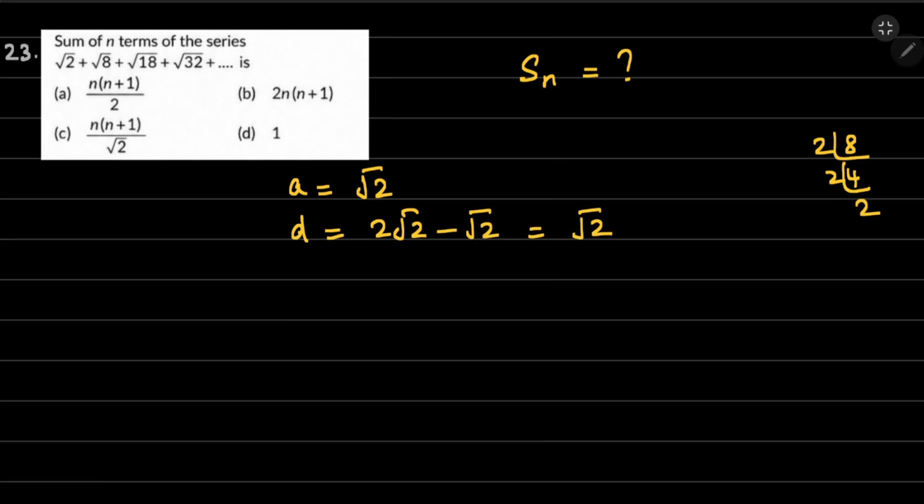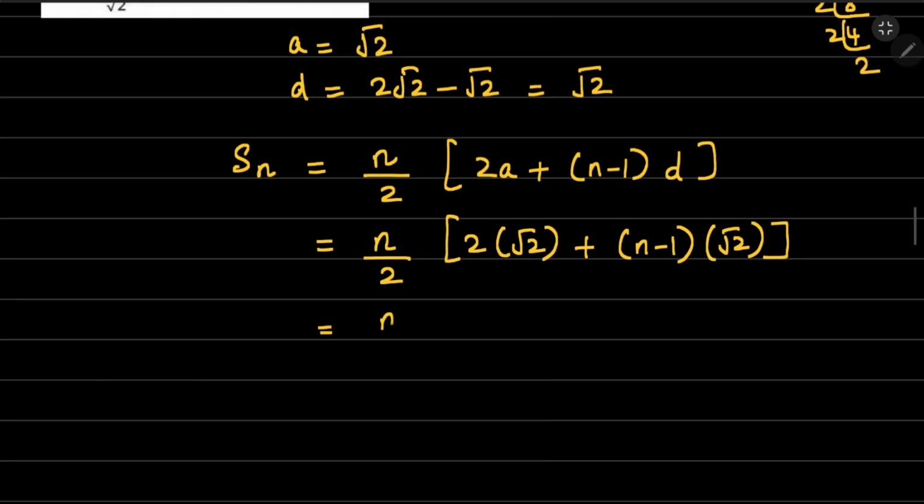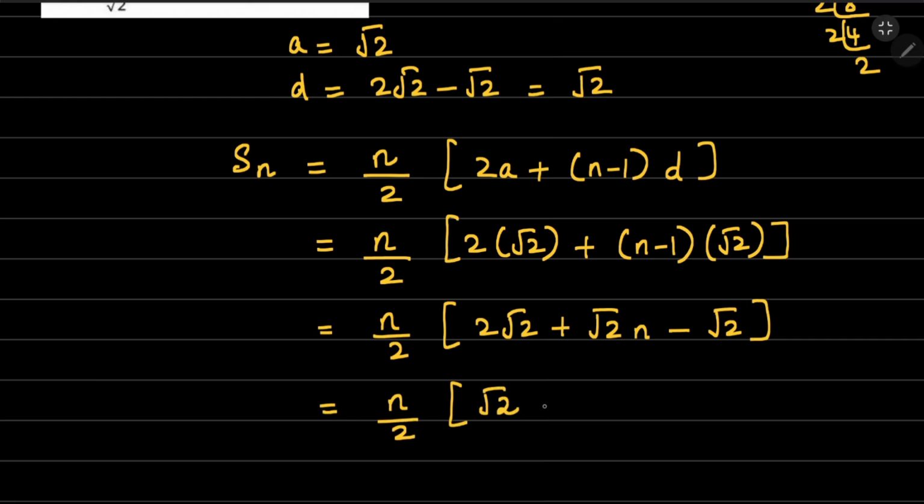So if you know A and D, you can calculate the sum of the first n terms using the formula n by 2 into 2a plus n minus 1 into d. Just substitute the values. So you have n by 2 into a is root 2 plus n minus 1 into d is again root 2. So here you have n by 2, 2 root 2 plus root 2n minus root 2. 2 root 2 minus root 2 is nothing but root 2. So root 2 plus root 2n.